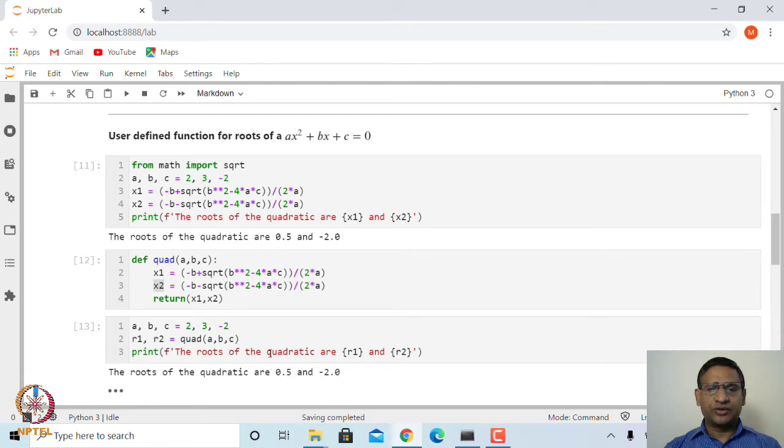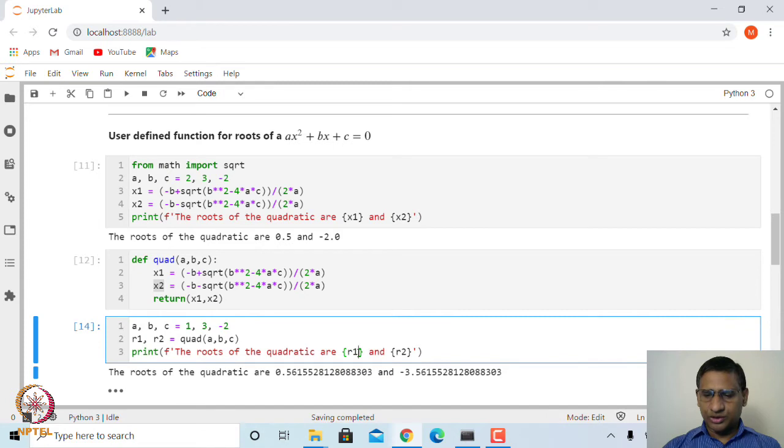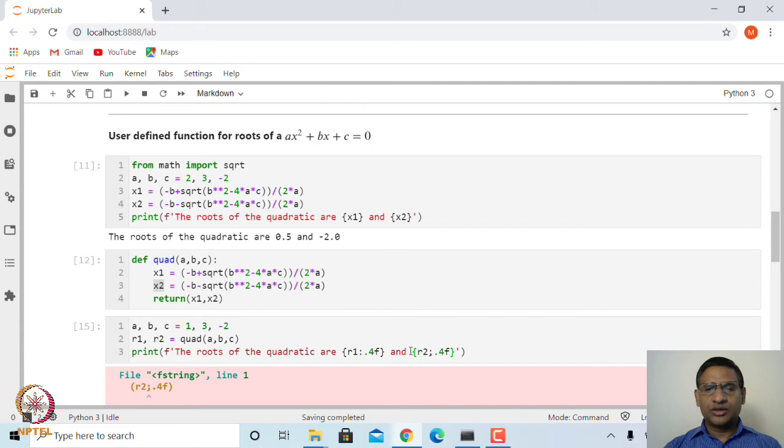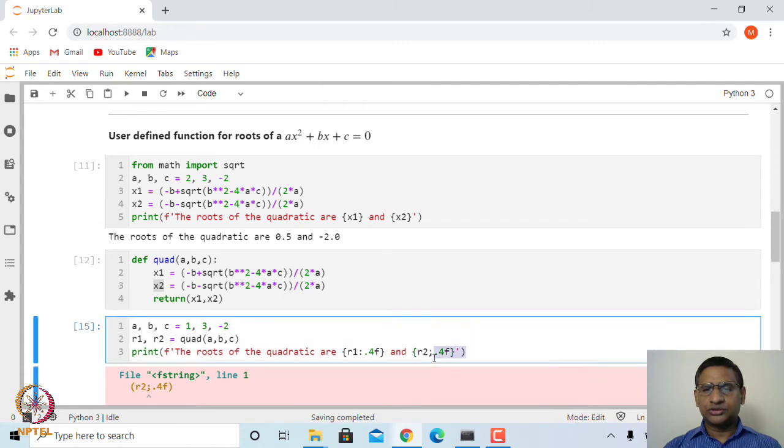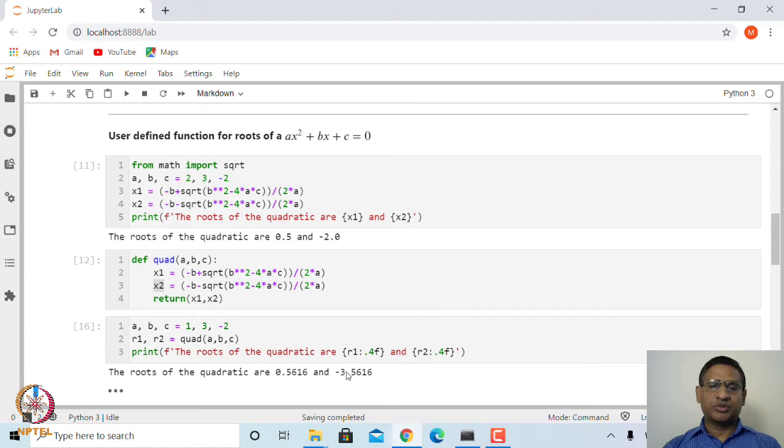Let us change the value. Suppose we want, instead of 2 here, I will make it 1, and then the roots are this. Of course, it is printing so many decimal places. You can put here, for example, colon dot 4f, and here also colon dot 4f, then it will print only 4 decimal places.